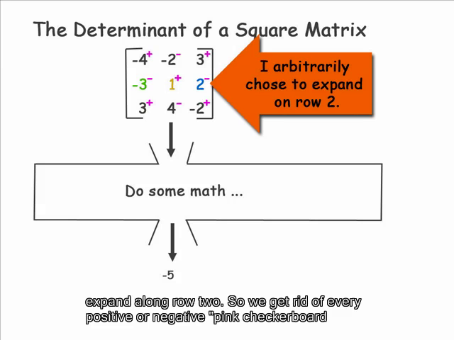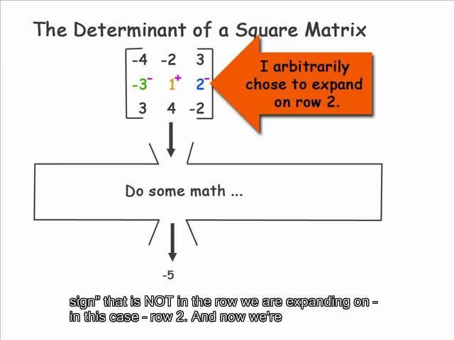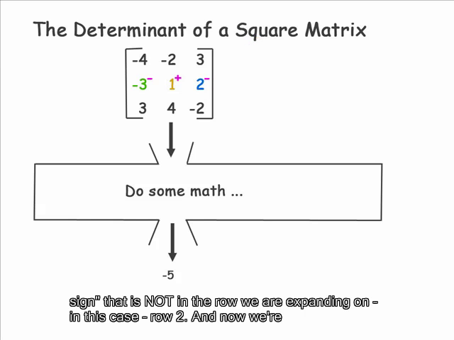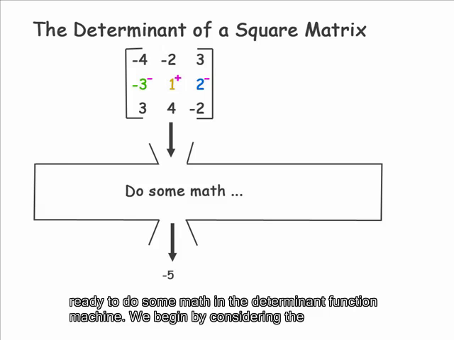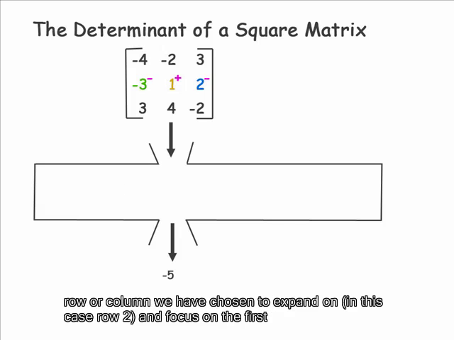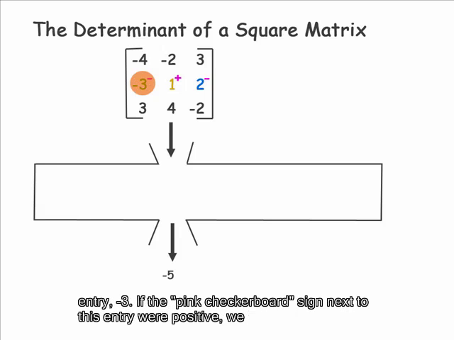So we get rid of every positive or negative pink checkerboard sign that is not in the row we are expanding on, in this case row 2. And now we're ready to do some math in the determinant function machine. We begin by considering the row or column we have chosen to expand on, in this case row 2, and focus on the first entry, -3.